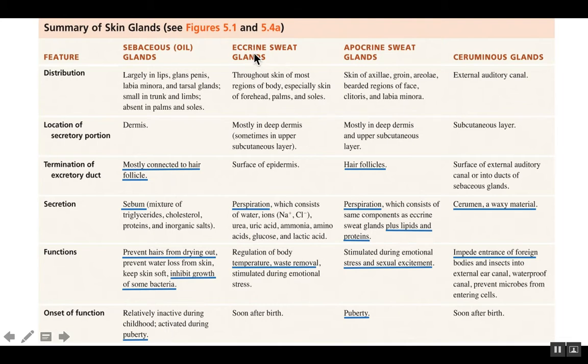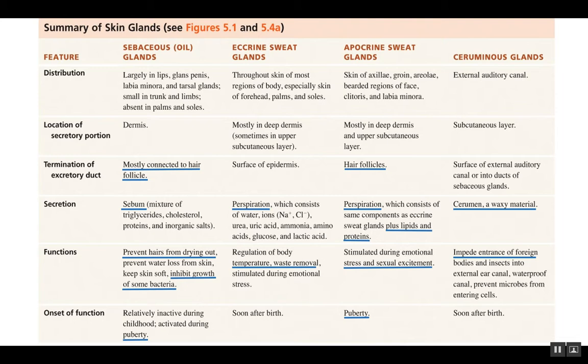Next are the sweat glands, or sudoriferous glands. The sudoriferous glands are found throughout the body. The more common sweat glands are known as eccrine sweat glands. These are found especially on the forehead, palms, and soles of the feet. They are responsible for cooling the body. They're found in areas like the forehead in order to cool the brain. We don't want our brain to overheat.